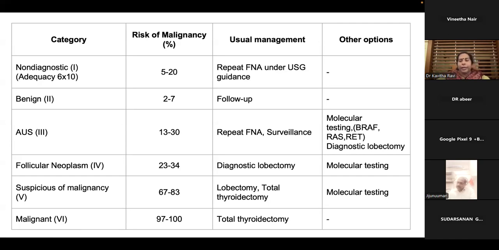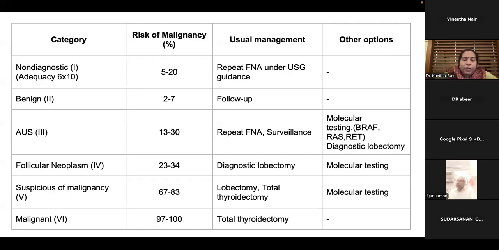we may have to do a diagnostic lobectomy or subject the patient to molecular testing, because the molecular pathology is different for papillary carcinoma and the other types of carcinomas, especially follicular. So if you have a BRAF gene mutation and a RET mutation, that is more in favor of papillary carcinoma. So molecular testing is also done as a surveillance method for this category.